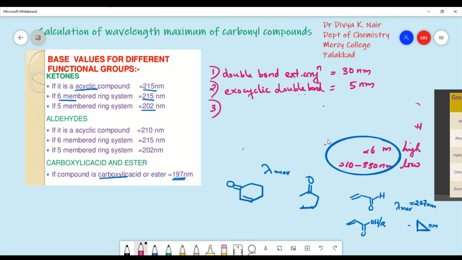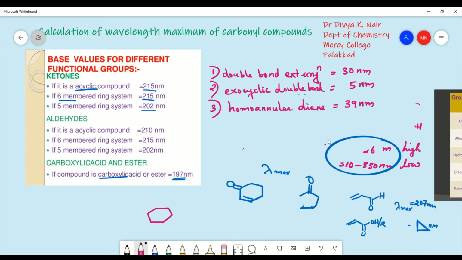Now if you have a homoannular diene component, then you have to add 39 nanometer with the lambda max. So homoannular diene component means, if I am writing an example, it would be like a compound of this sort.